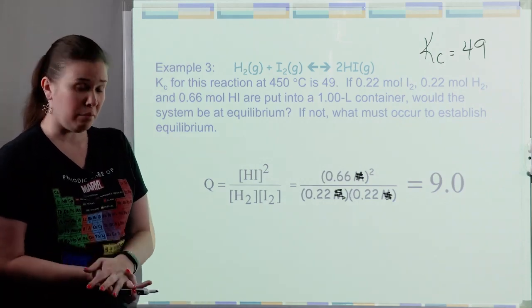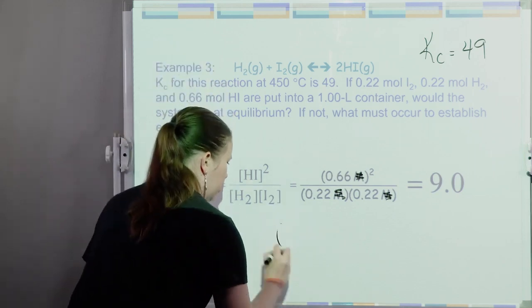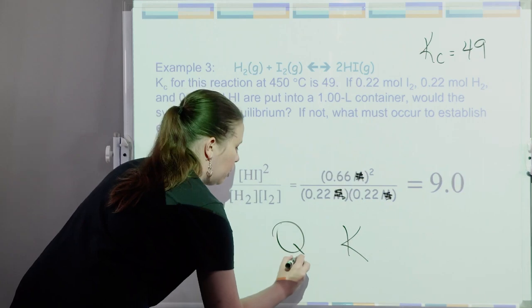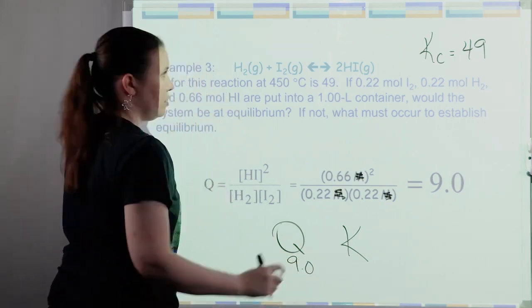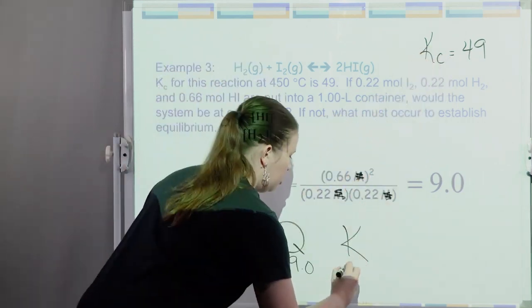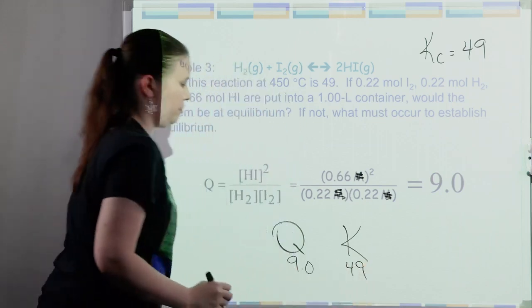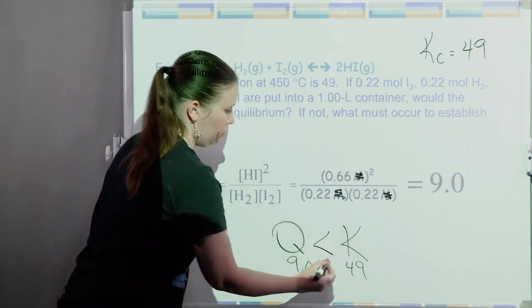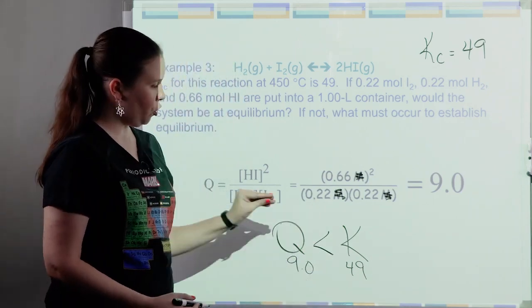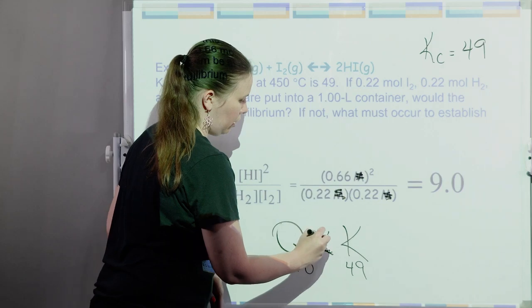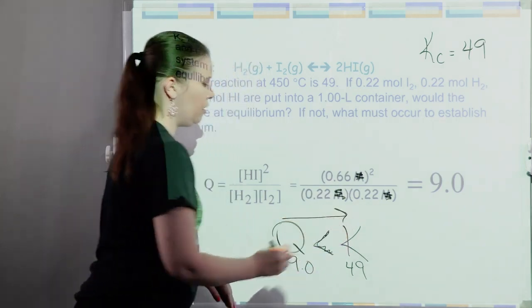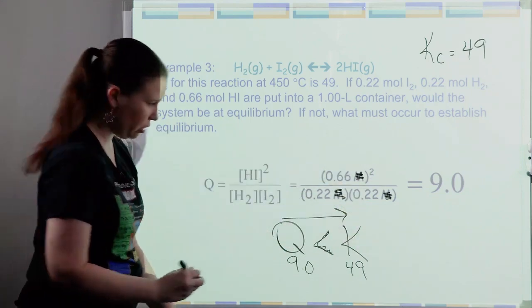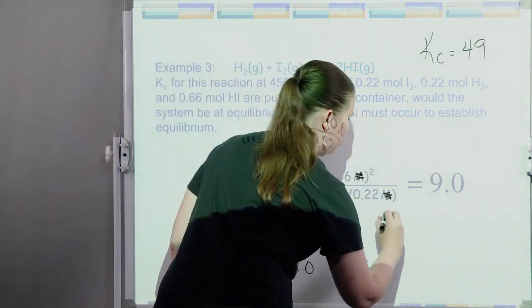Now, what does that mean? So I'm going to use my little alligator trick. I'm going to write Q versus K. The Q is the number I just found of 9.0, whereas the K is what they gave me in the beginning. So what's greater, 9 or 49? 49. So if I'm opening towards the K, my alligator would want to eat the K. That's the direction the reaction will proceed, whatever direction the alligator has to walk. So that means we're going to shift to the right.